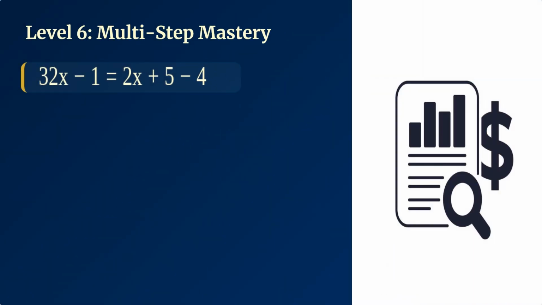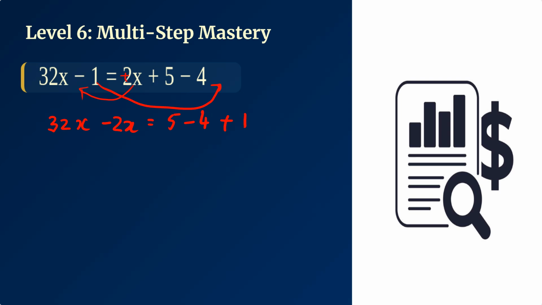Okay, now this is a multi-step mastery that we are going to do. As I told you again, please bring all the like terms together. So in this equation, 32x, and this 2x is plus here. If there is no sign, that means it's plus. Plus 2x, when it comes to the left hand side, will become minus 2x is equal to, already 5 is here, minus 4 is here, and this minus 1, when it comes to the right hand side, becomes plus 1.